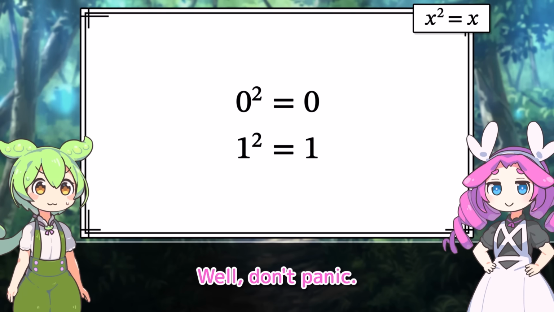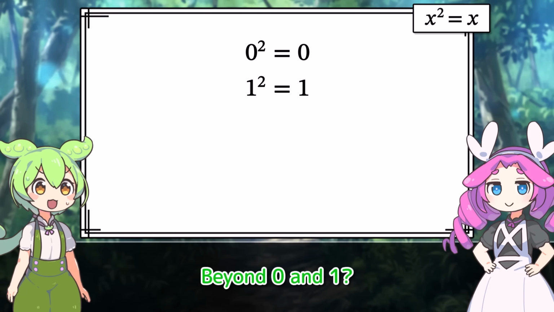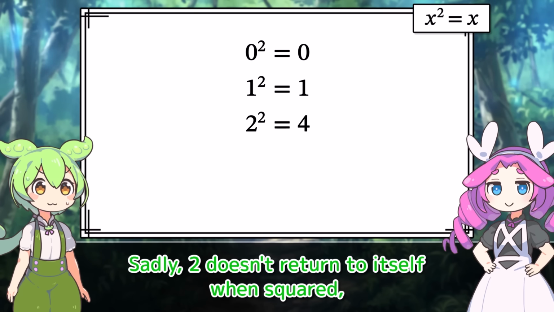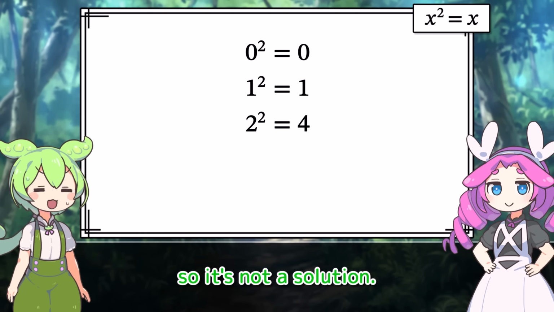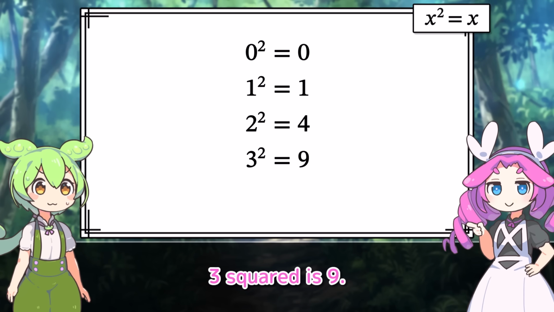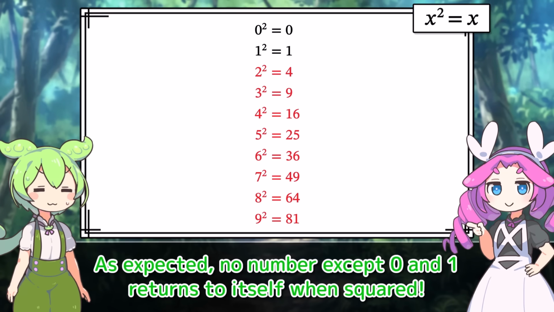Well, don't panic. Let's look beyond 0 and 1 for now. Beyond 0 and 1? You mean 2? When we square 2, we get 4. Sadly, 2 doesn't return to itself when squared, so it's not a solution. Don't give up. Let's keep going. 3 squared is 9. 4 squared is 16. And continuing this up to 9 gives us this. Okay. As expected, no number except 0 and 1 returns to itself when squared.